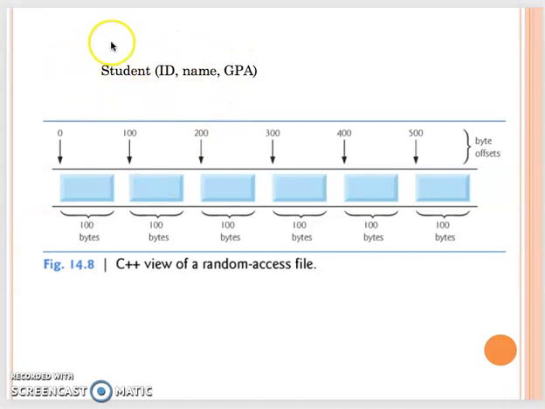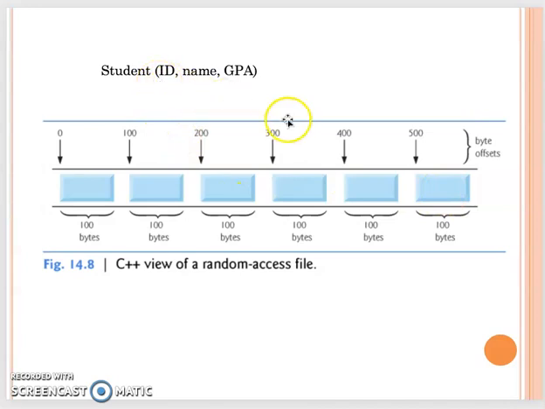Let's say, for example, each student object is 100 bytes. That's why you will see here, since they have a fixed size, we have 1, 2, 3, 4, 5, 6 student objects.